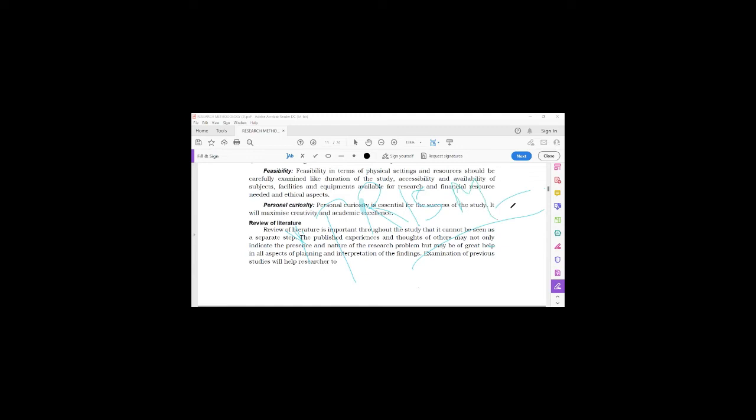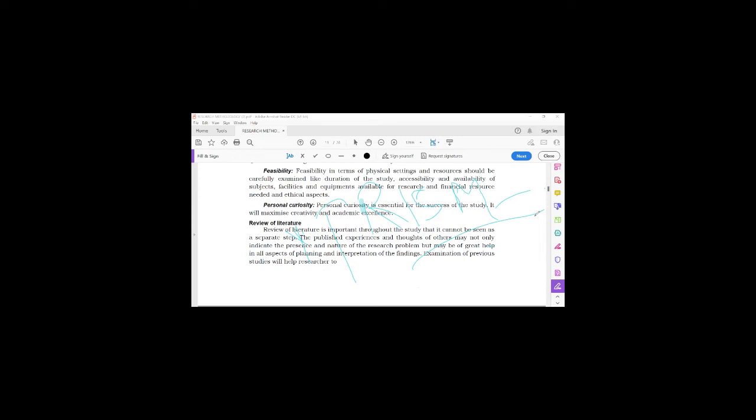So the PRISMA table is basically how many articles you have seen regarding this issue. What was the inclusion criteria? What was the exclusion criteria? It is one of the tools for doing a systematic review, and then based on the PRISMA table, you make a forest graph.